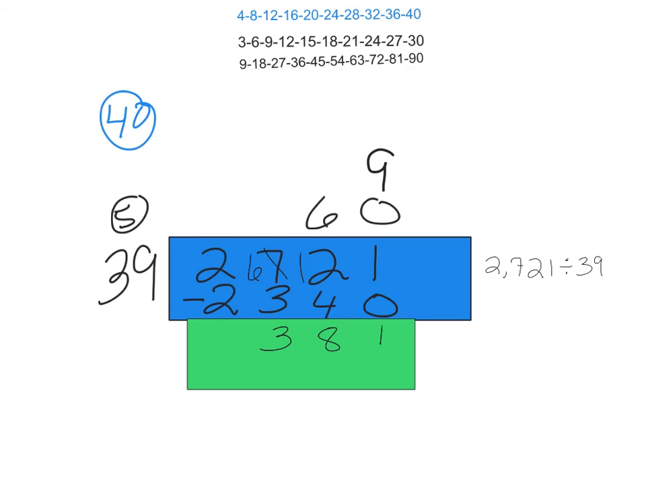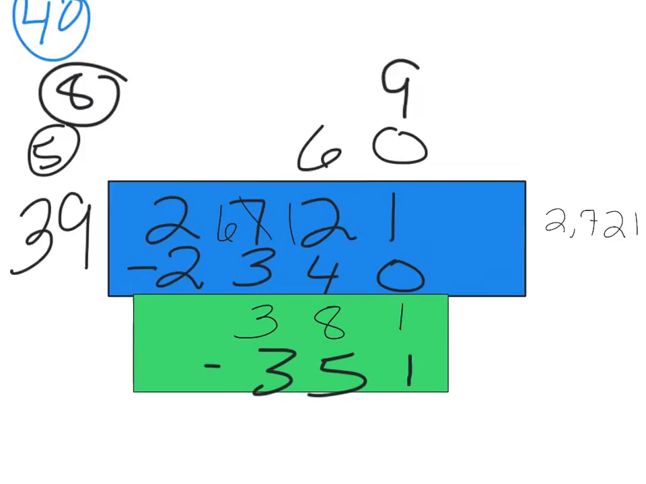So 9 times 9, I'm going to count 1, 2, 3, 4, 5, 6, 7, 8, and 9. That's going to give me 81. I'm going to drop the 1 and carry the 8 right there. And then 9 times 3, 1, 2, 3, 4, 5, 6, 7, 8, 9 is 27, plus this 8 right here, and that will give me 35, right?